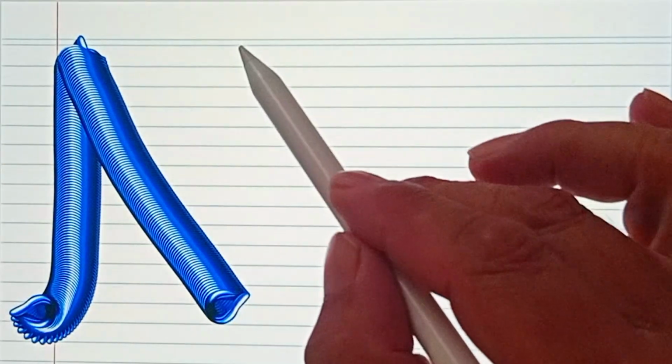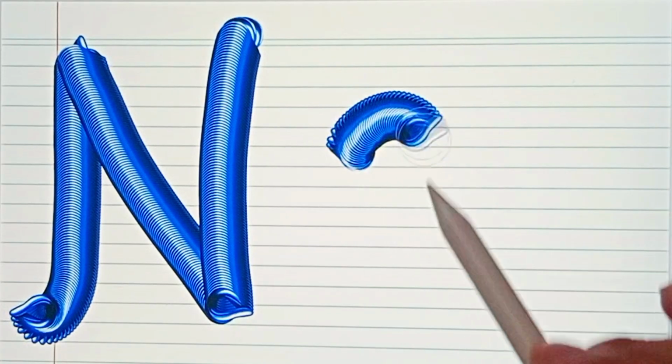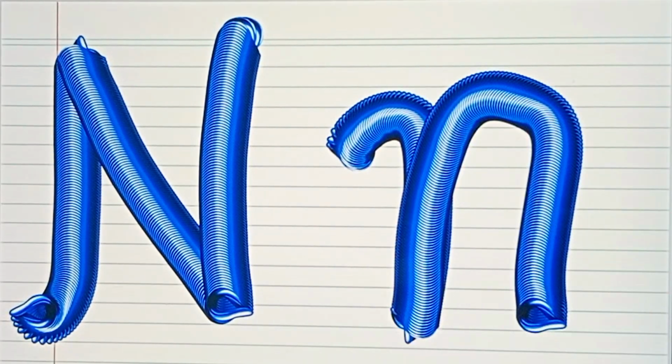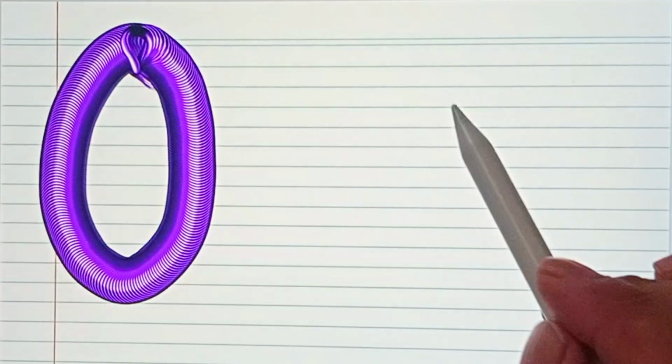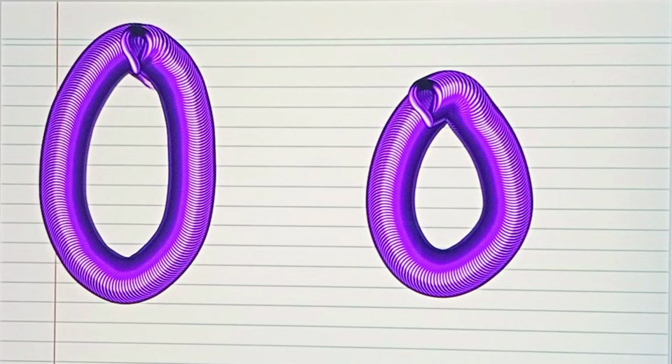N. N for nest. N for nest. O. O for ostrich. O for ostrich.